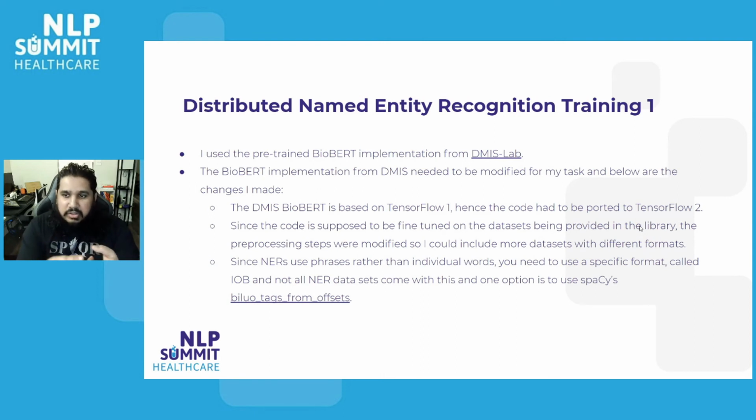Second thing that I did was I added extra pre-processing steps so I could include more data sets to train my algorithm, because the original one in DMIS lab does not come with enough entities. So specifically, the major change was I had a lot of data in the BIO schema. BIO schema is a common tagging format for tagging sentence tokens. And I changed this to CoNLL format. So CoNLL format is a standard format. It's basically a space separated format.